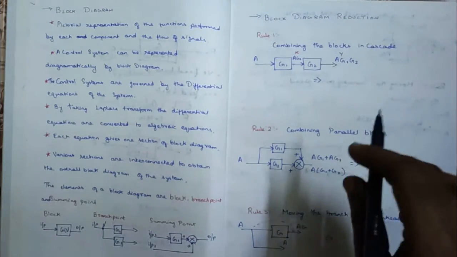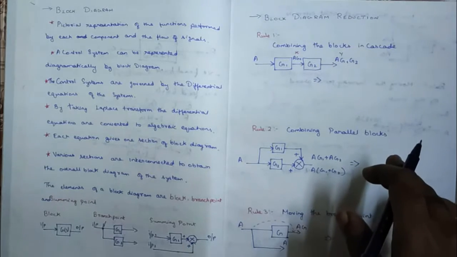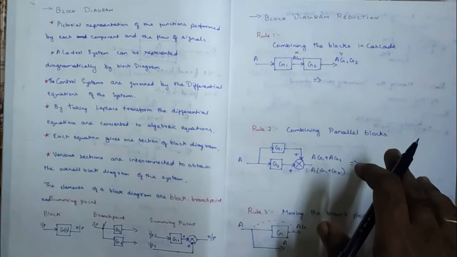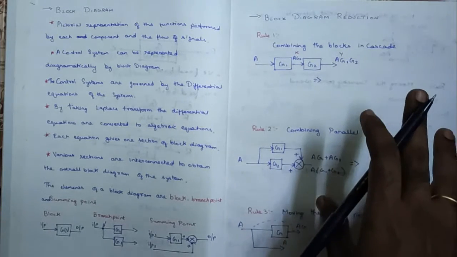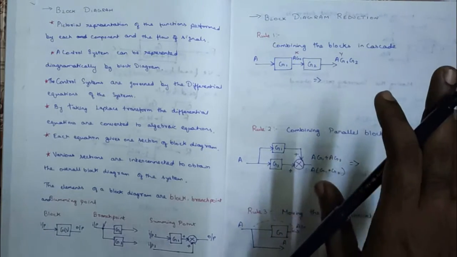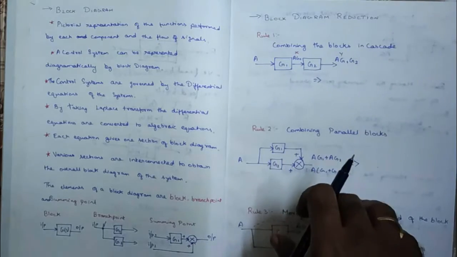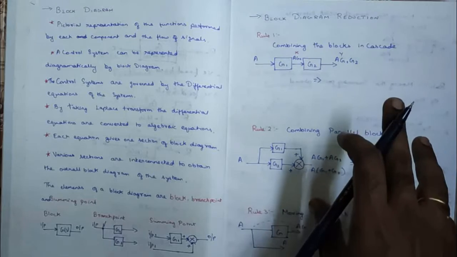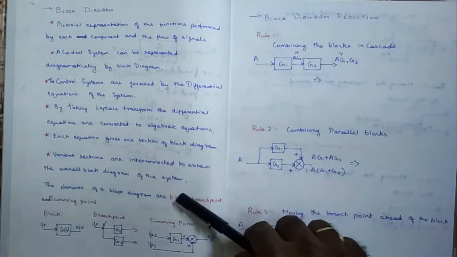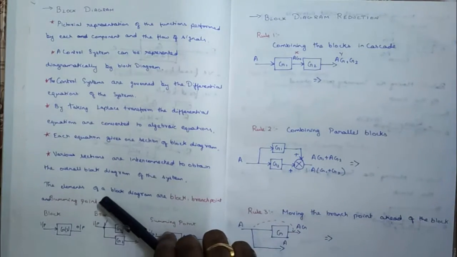So before going into these reduction rules, we have to know what a block diagram is and what the basic elements of a block diagram are. As we discussed earlier, a block diagram is a pictorial representation of all the functions and components that are present in a control system. The block diagram is separated into three different elements. One is block, the second one is branch point, and the third one is summing point.